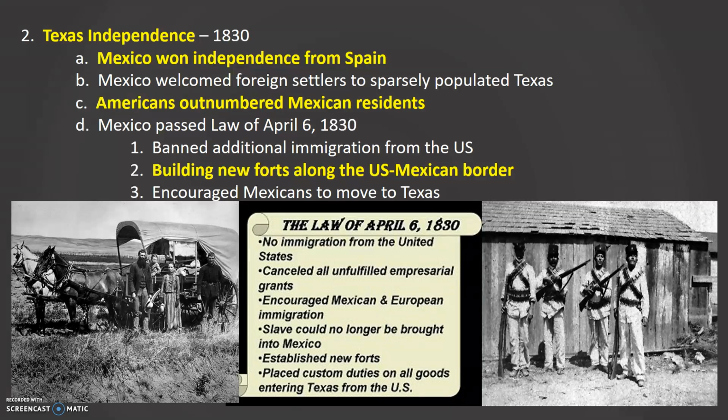not part of Mexico. Mexico then passes the Law of April 6, 1830, which is going to ban any additional immigrants from coming from the United States. They're going to start building forts along the U.S.-Mexican border, and they also are going to encourage Mexicans to start to move to Texas so they can get that population balance taken care of.